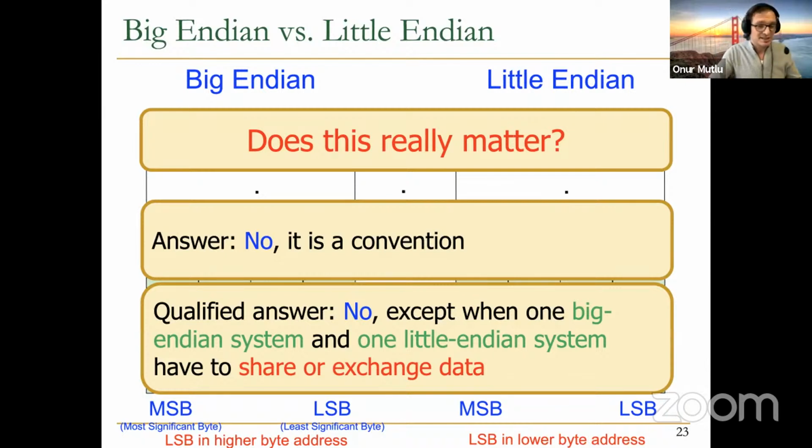There's a qualified answer to this, basically. Of course, you need to know this. You need to obey the convention, basically, within a single machine. But if multiple machines communicate, for example, you have a big endian system and a little endian system, and they have to share or exchange data, now things matter, right? Because the little endian system assumes one convention. It assumes that the least significant byte is in the lower address. Big endian system assumes something else. You need to convert the value such that it gets transposed and it gets stored in a big endian way if you're communicating from the little endian system to the big endian system, and vice versa, basically.